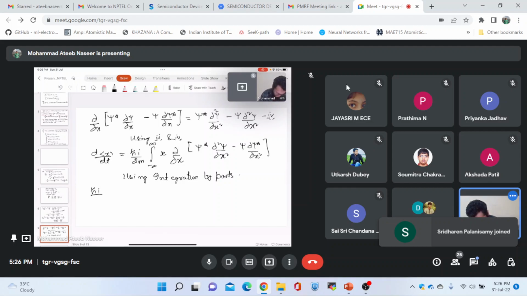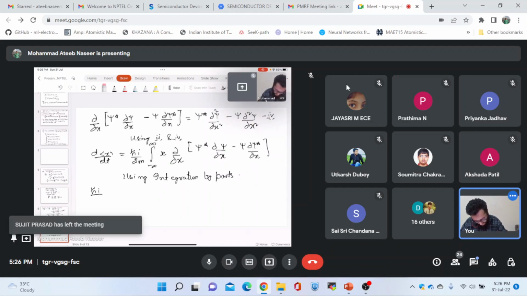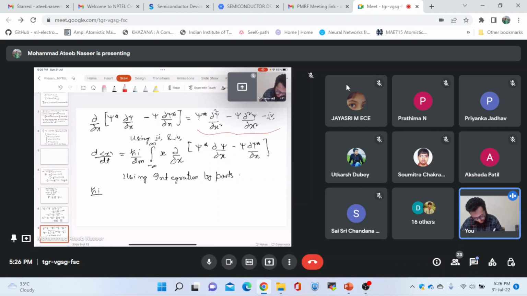So wait a second, let us see. Okay, this we have deduced. This should be d psi and this should be d psi. Since we have replaced this quantity over here, this should be simply psi star. Since I have written it to be d by dx of psi star d psi dx minus psi by d psi by dx, I have to write this one. I have replaced this one over there.